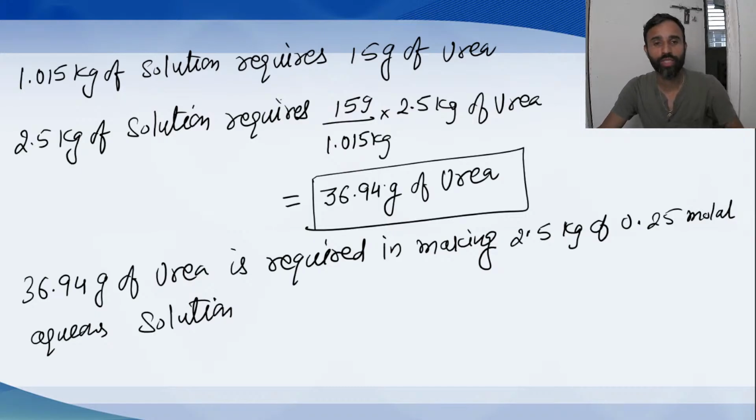Any doubt up to this? Means almost 37 gram of urea is required in making 2.5 kg of 0.25 molar aqueous solution. Okay.